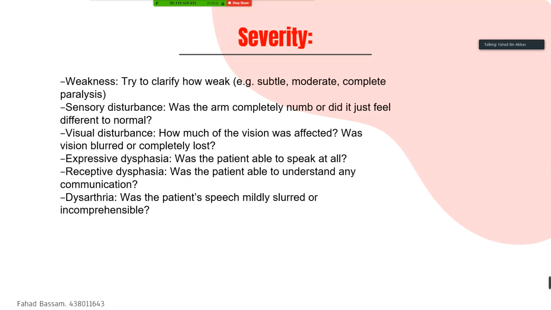Okay, as well as severity, there's a lot of ways to clarify how weak the patient is. You can ask him how painful or how severe it is on a scale from 1 to 10. You can ask him about his sensory disturbance, for example, if the arm was completely numb or just a part of it is numb. Even visual disturbance is very important in this case, to see how much of the vision the patient is having affected, and whether he has dysphagia or dysarthria.